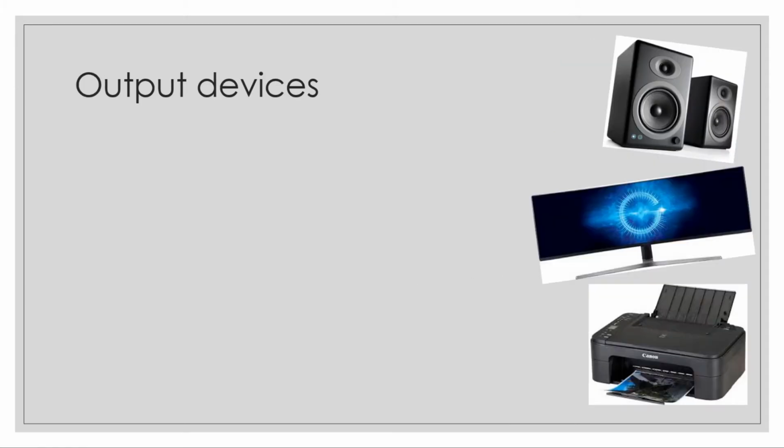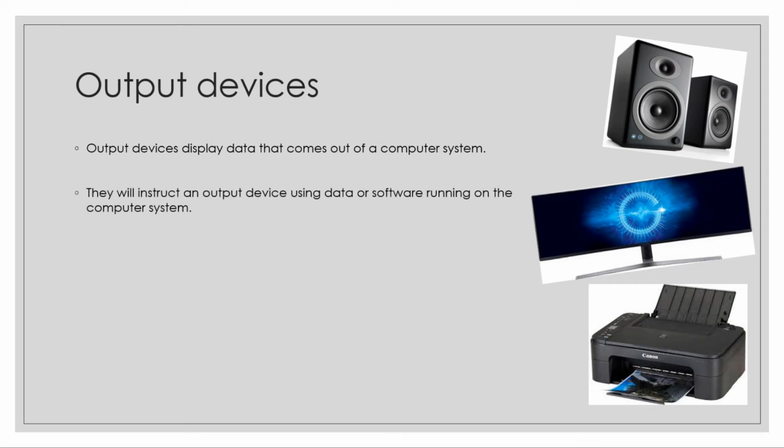So, output devices, again, pretty self-explanatory. It's data that comes out of the computer system instead of going in. They'll instruct the output device to do whatever data is coming out of the PC or whatever software is running on the system itself. So it depends on what's running and what's being sent out.